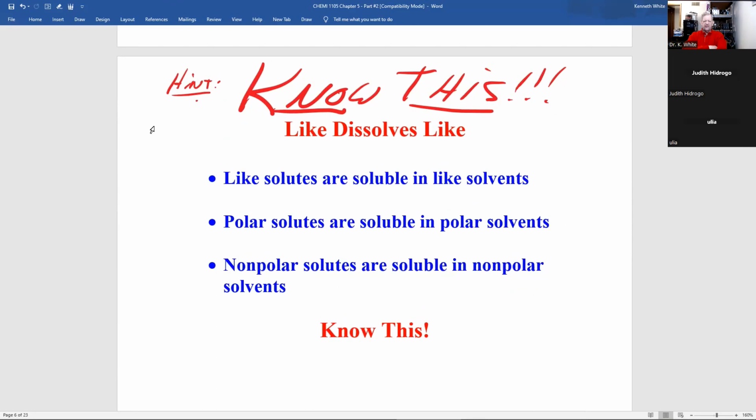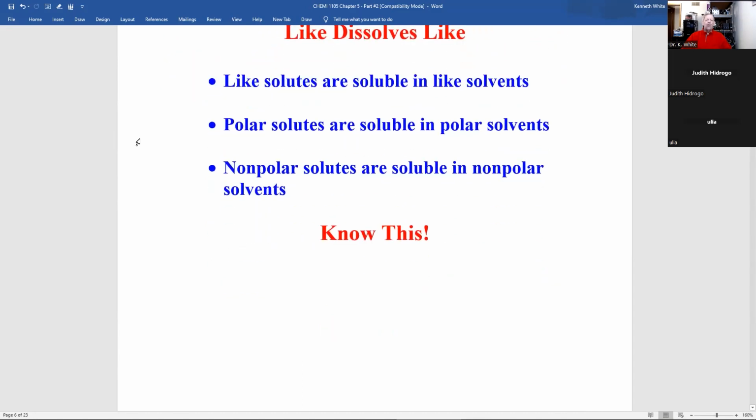We talk about substances. There are many ways of identifying substances, and one is by its polarity. There are polar substances and nonpolar substances. In like dissolves like, polar solutes are soluble in polar solvents, and nonpolar solutes are soluble in nonpolar solvents. But when you try and mix polar and nonpolar together, they're not soluble.